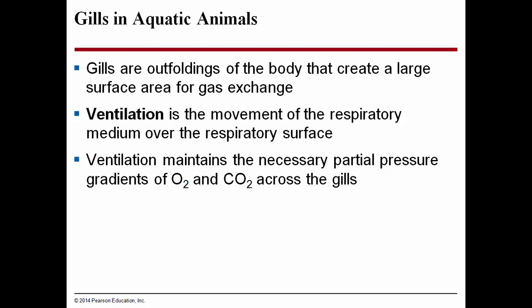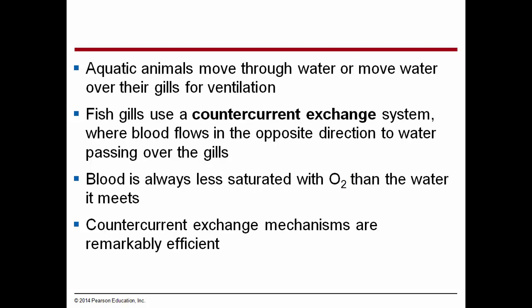Gills in aquatic animals. Gills are outfoldings of the body that create large surface area for gas exchange. Ventilation is the movement of the respiratory medium over the respiratory surface. Ventilation maintains the necessary partial pressure gradients of O2 and CO2 across the gills. Aquatic animals move through water or move water over their gills for ventilation.